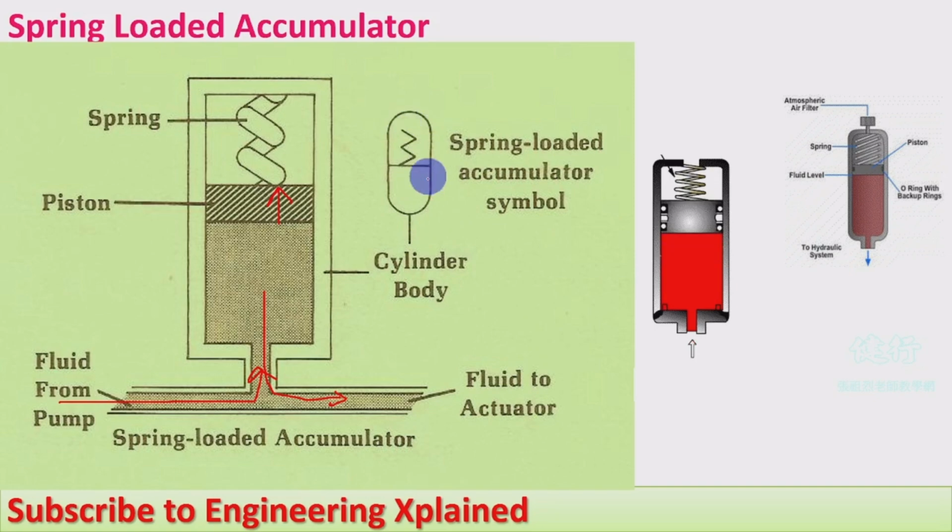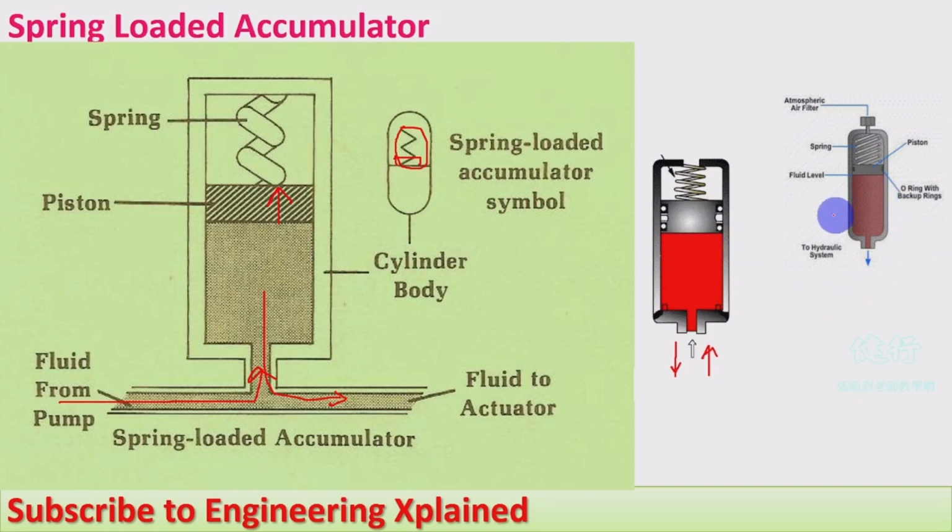This is the representation of the accumulator symbol, and what loading we are going to use, we can mention above it. If there is a spring, we can mention the spring, if there is a weight, we can mention that weight, and gas pressure will be mentioned as gas. And here we can see the animation of the spring loaded accumulator. When the fluid is at a higher pressure, the fluid enters the system, and thereby the spring is compressed, storing potential energy. When the pressure reduces, the fluid comes out, releasing the potential energy stored, and that supplies continuous energy to the system.